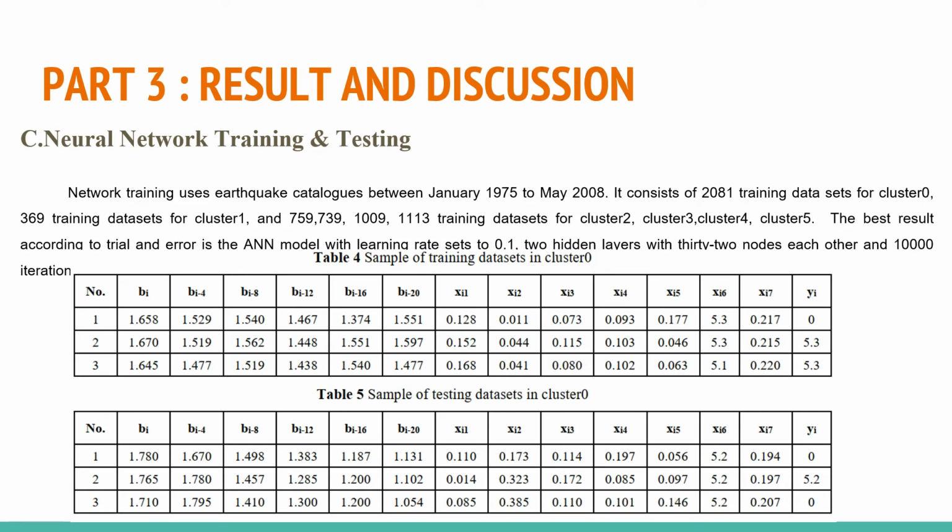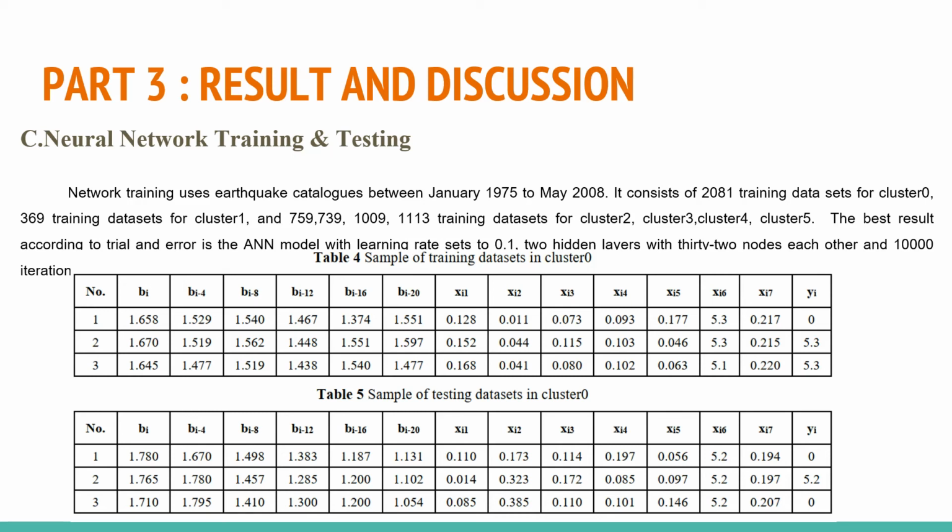C. Neural network training and testing. Network training uses the earthquake catalog between January 1975 and May 2008. It consists of 1 training dataset for cluster 0, 369 training datasets for cluster 1, and 759, 739, 1009, and 1113 training datasets for cluster 2, cluster 3, cluster 4, and cluster 5. A sample of the training dataset for cluster 0 is presented in table 4.